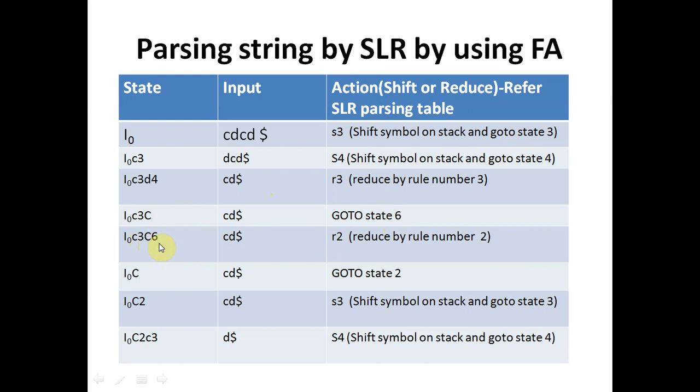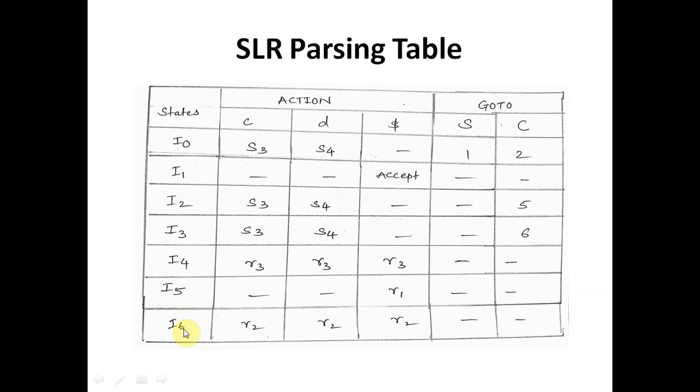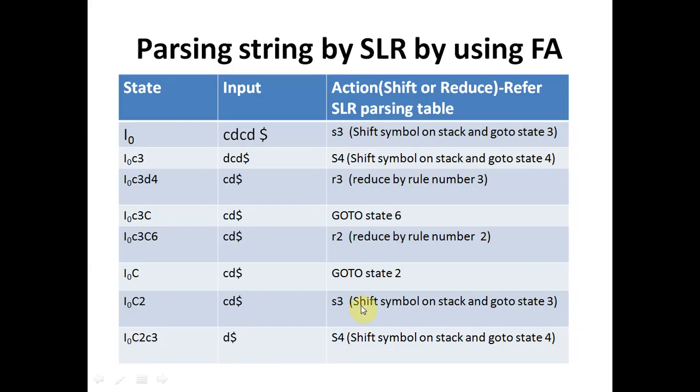Now we are in the sixth state of the finite automata and it is receiving small c. On the sixth state on receiving small c, here again we have to consult the table. Sixth state on receiving small c is asking you to reduce by 2. Rule number 2 is capital C gives small c capital C. So reduce by rule number 2. So small c and capital C was the symbol, and it will be reducing this much.